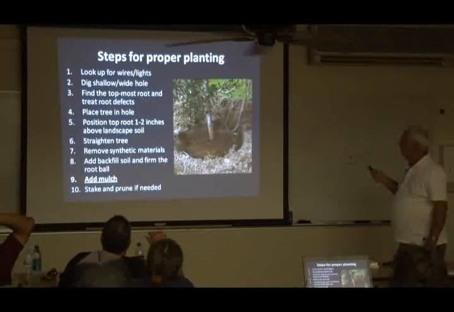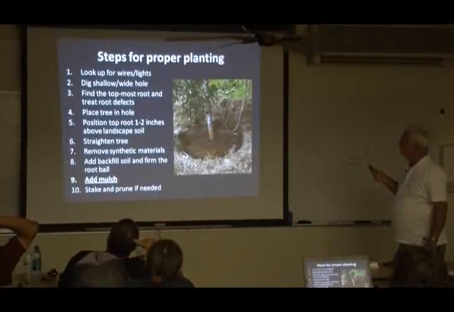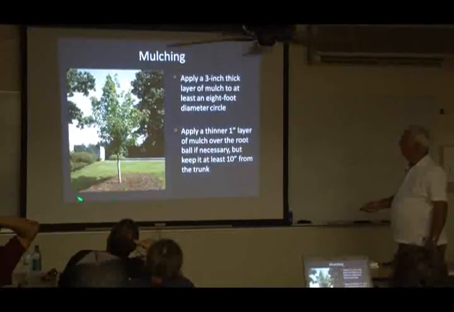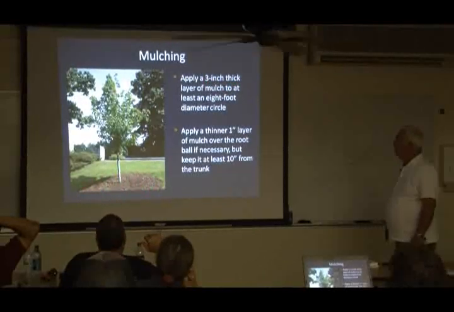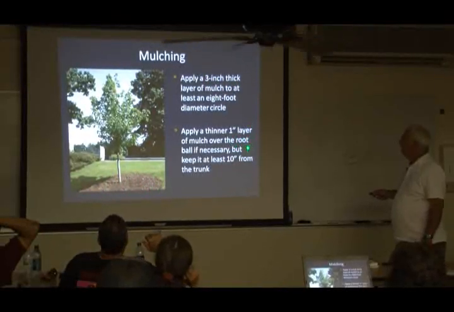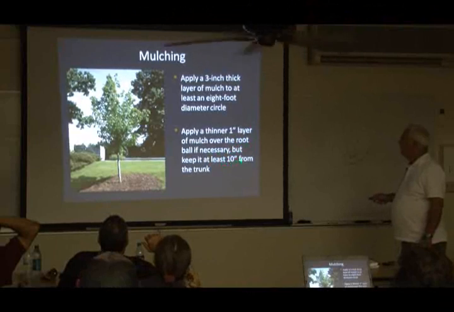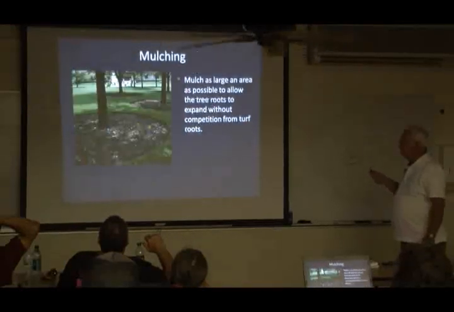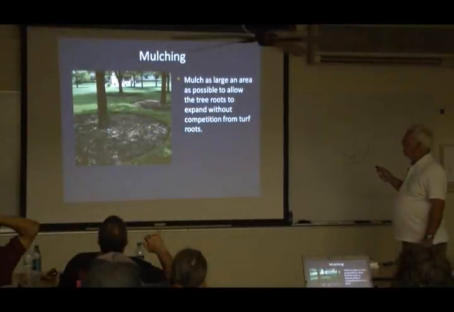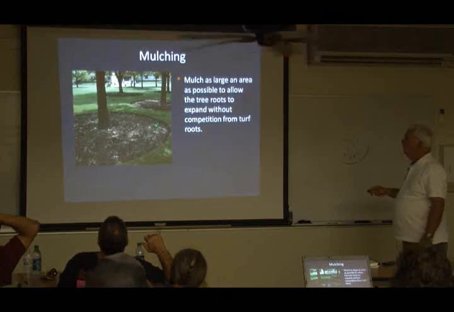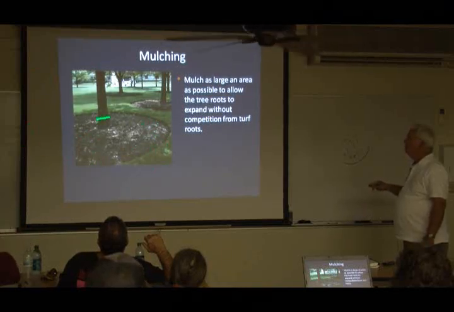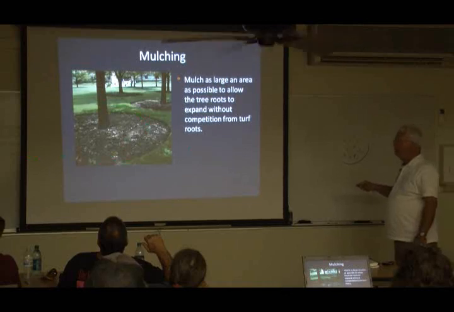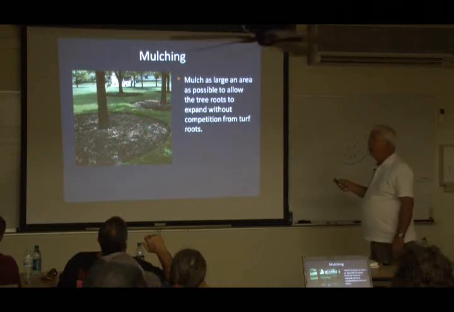Add mulch. Thought we said that. Go again. Okay, mulching. In areas like this, 3 inches or so thick. Apply a thinner layer of mulch over the root ball if necessary, but keep it at least 10 inches from the trunk. Again, that's going to cause the trunk to rot if it stays wet. Mulch as large an area as possible. There's a good 3 feet or so around, and this can be permanent. This actually does a lot of good for the tree.